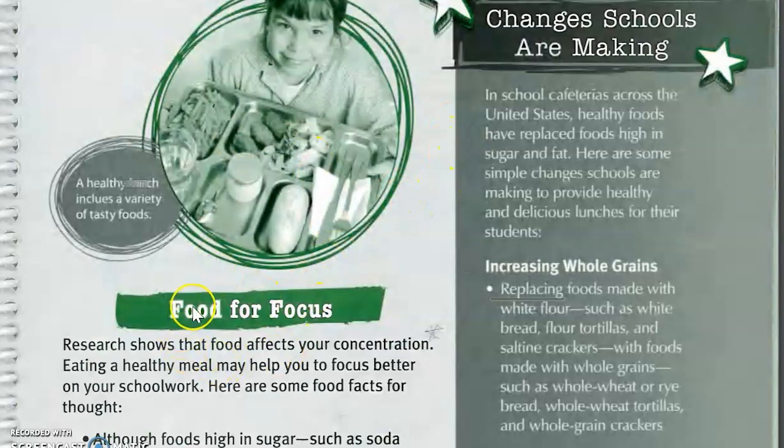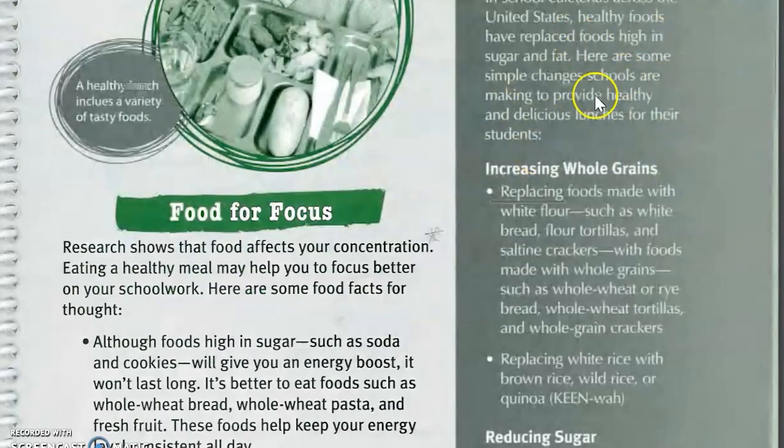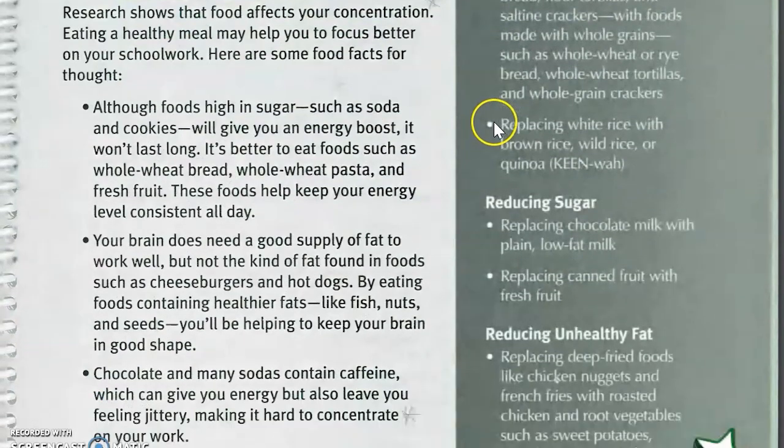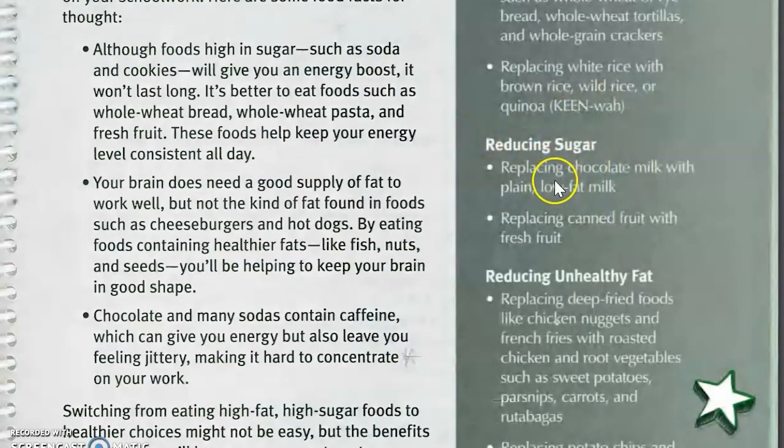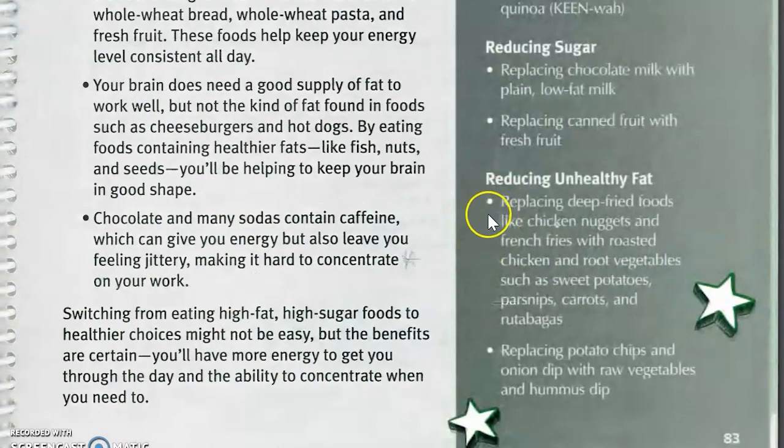Okay, now that you've had a second to talk, how many of you went right to this section? You looked at that subheading, reducing sugar, and then you saw these 2 bullet points. That's right. So what schools are doing to help reduce sugar, we can look right here. They're replacing chocolate milk with plain low-fat milk. Schools are also replacing canned fruit with fresh fruit.